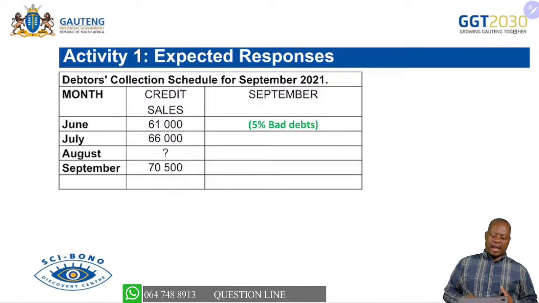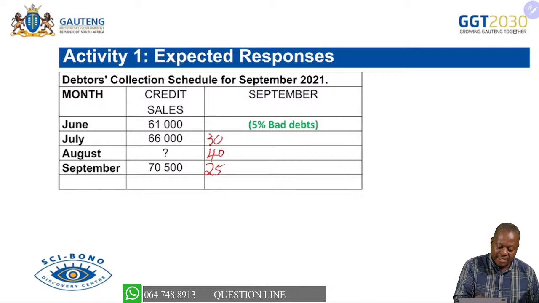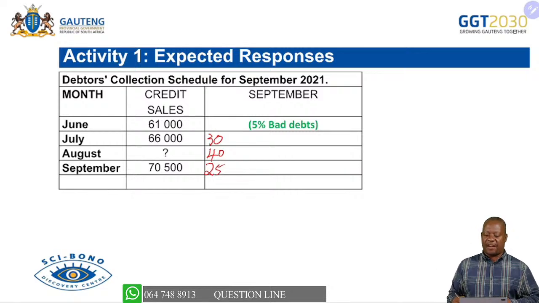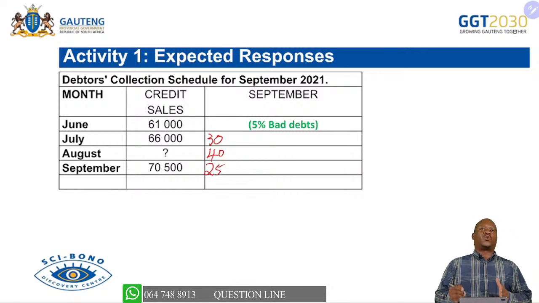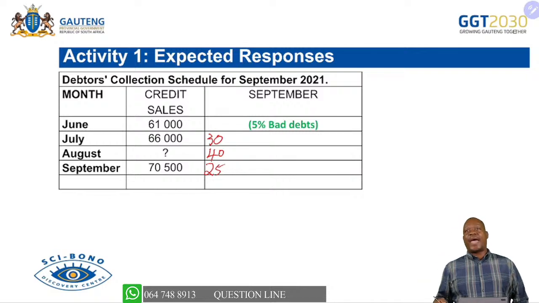Now, let's deal with this. Please take note. Because we said the collection is going to be such that 25% here, and then 40% here, and then 30% here. When you add these three, it's 95%. It means we are only going to be able to collect 95% of the amount that our debtors are owing. What happens to the 5%? In the fourth month, we are going to write it off as bad debts. That is an expense that we take to the projected income statement.